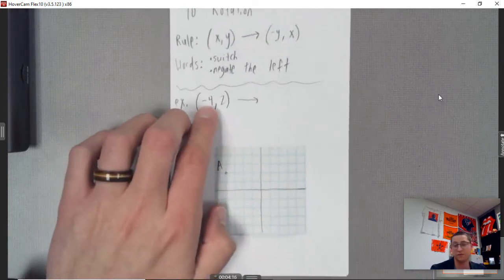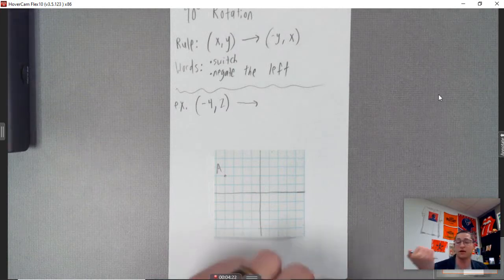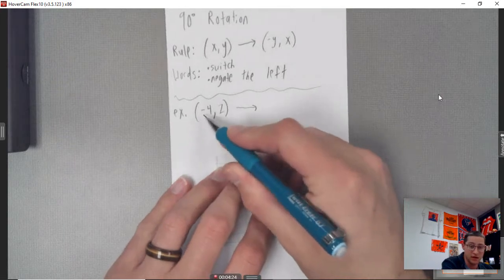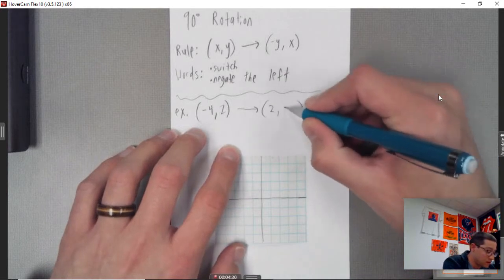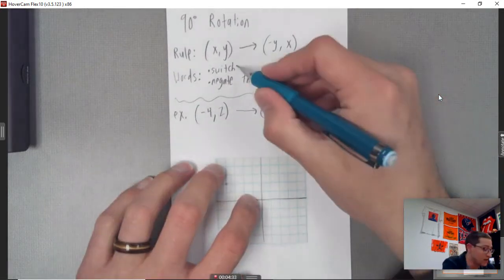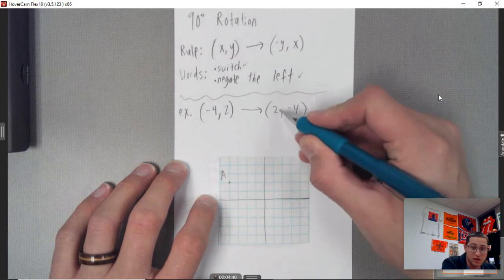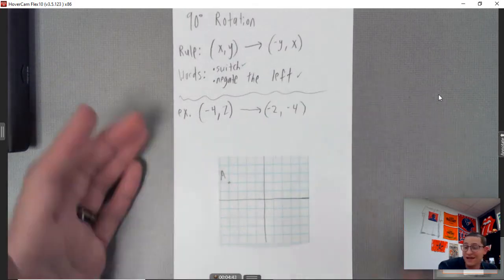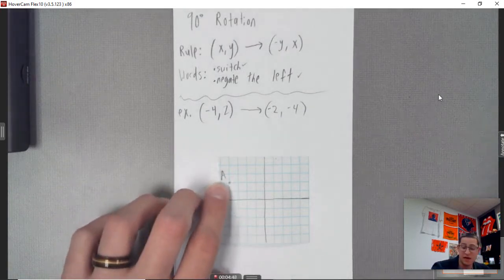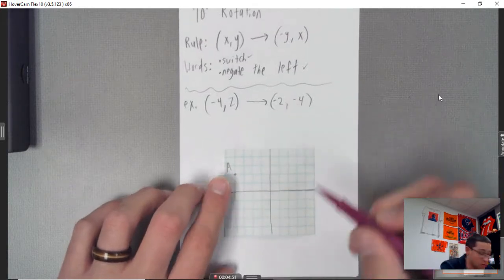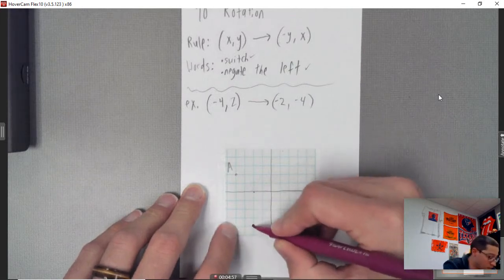All right, so anyways, (-4, 2). We're going to switch them first. So let's do that right here. We've got (-4, 2), so let's switch them first. Flip it. 2 is here, -4 is here. So we've taken care of the switch part. And then we want to negate the left. Here's my left coordinate, and we're going to negate it. That is my new 90-degree rotated point. So that's my new point A: (-2, -4). (-2, -4) is here.